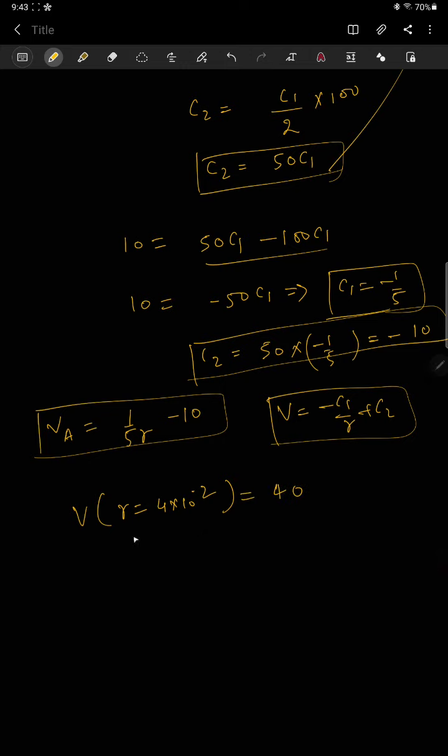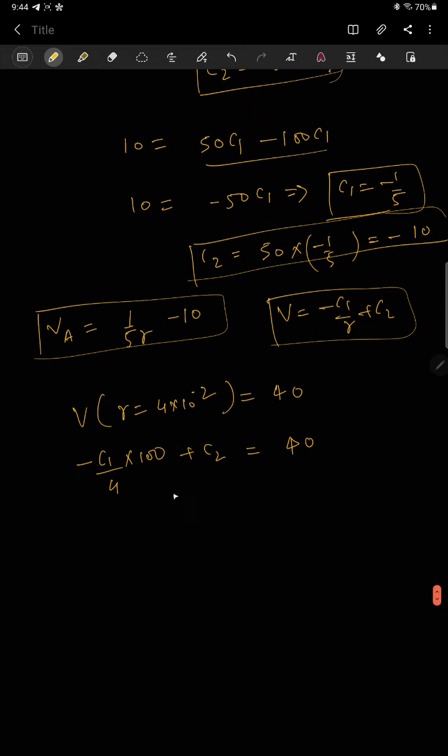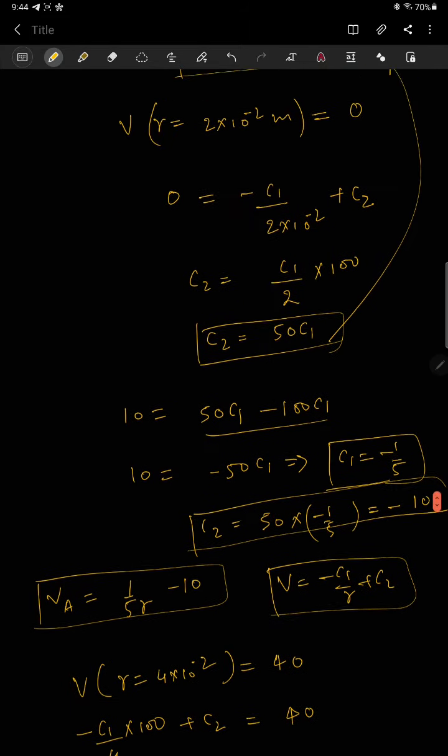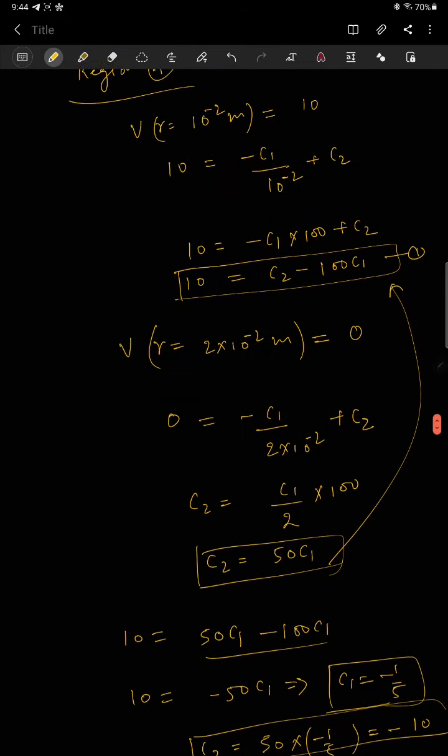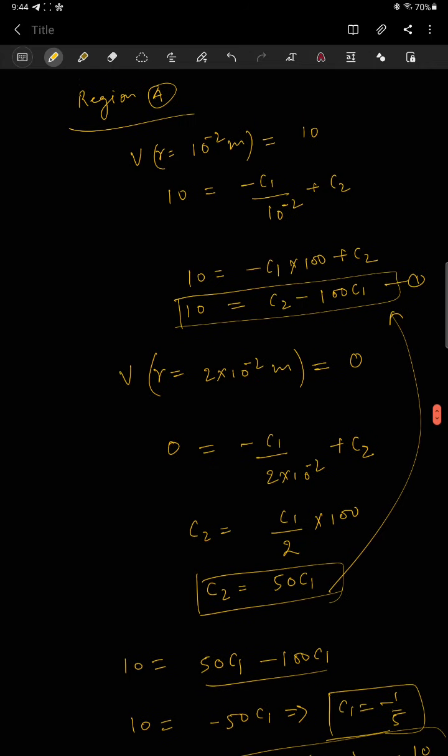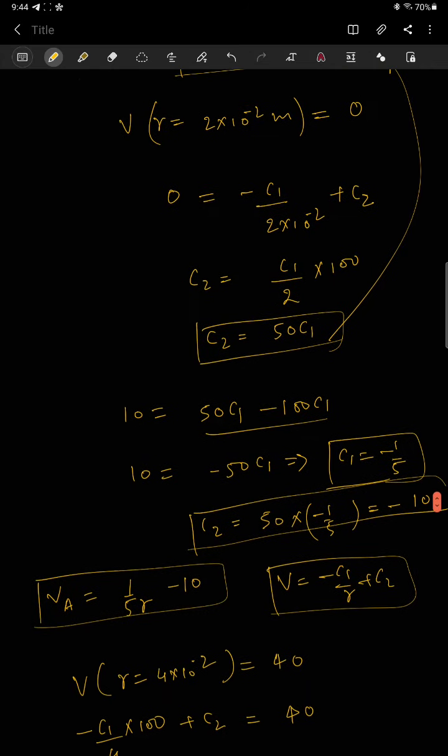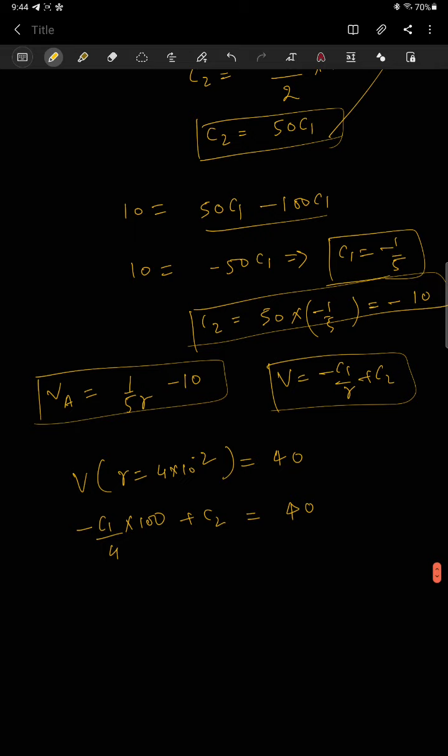Okay, so minus C1 by 4 into 100 plus C2 equals 40. Okay, fine. So we have to solve this equation. So this is equation number 2.